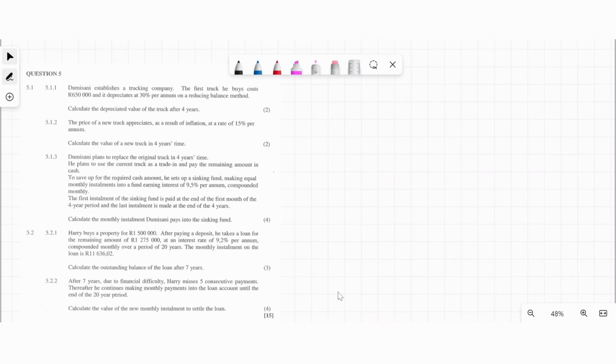So now moving to question 5, it says Dumisani establishes a tracking company, not estimates. The first truck he buys costs 650,000 and it depreciates at 30% per annum on the reducing balance. The first question says calculate the depreciation value of the truck. So 5.1.1, this is depreciation.